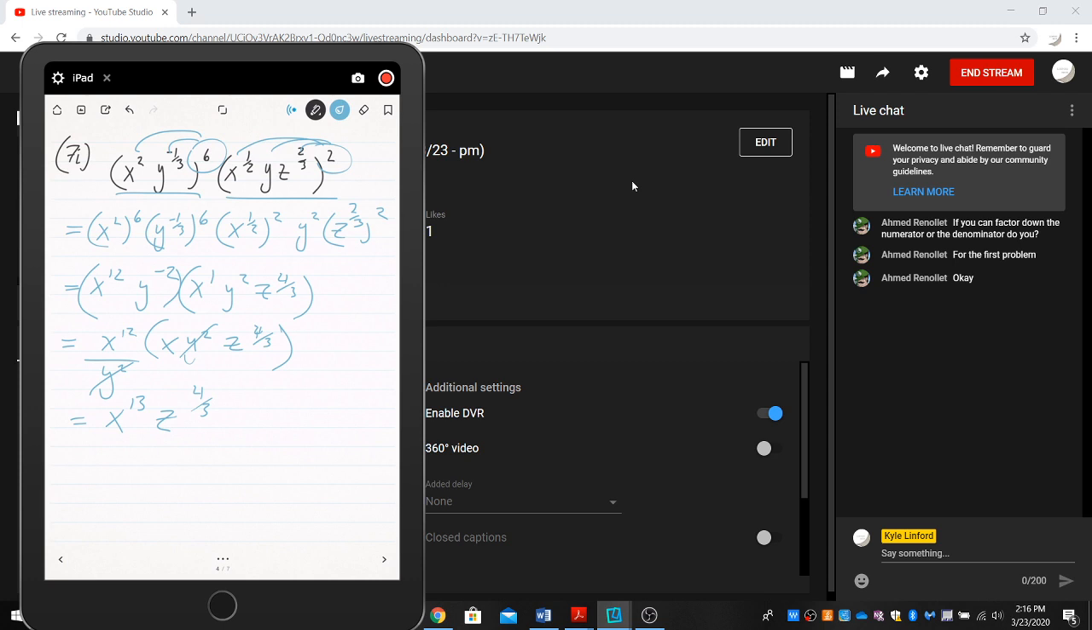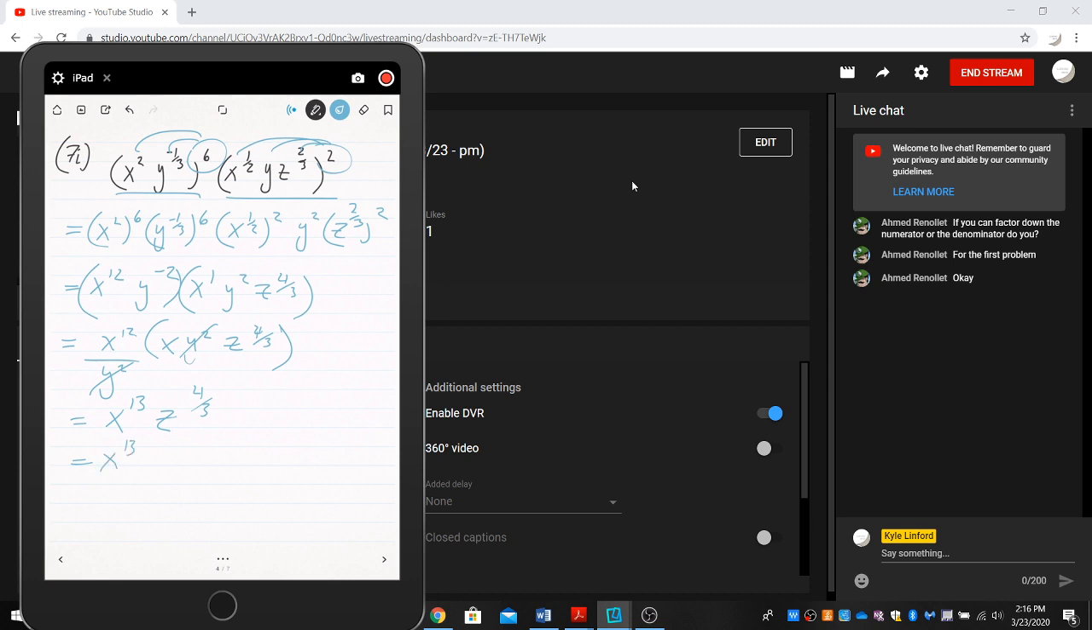Now I think in the directions I said, make sure that you're writing all of your answers in terms of radicals. I want you to be comfortable going back and forth between radicals and rational exponents. So, since I see a fraction exponent or a rational exponent, I'm thinking we're going to have to turn this into a radical expression.